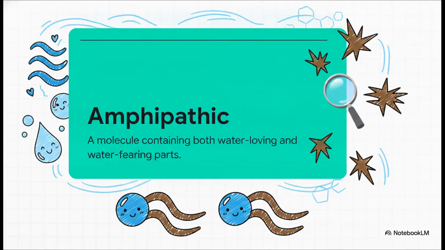So, we just established that phospholipids make up half of the membrane's lipids. But how do these specific molecules actually arrange themselves to form a functioning protective barrier in a body that is mostly water? To answer that, we need to de-jargonize one of my favorite scientific terms, amphipathic. An amphipathic molecule is simply one that contains both a water-loving part, which we call hydrophilic, and a water-fearing part, which we call hydrophobic. This kind of split personality of the phospholipid is the master key to how the cell membrane can exist in a watery environment.